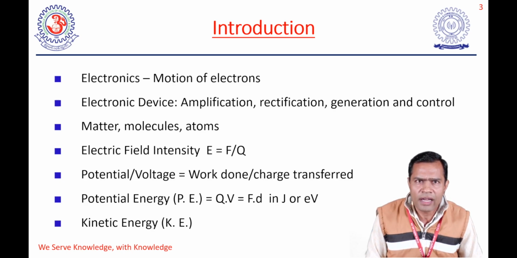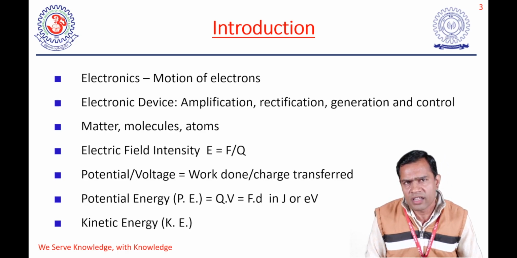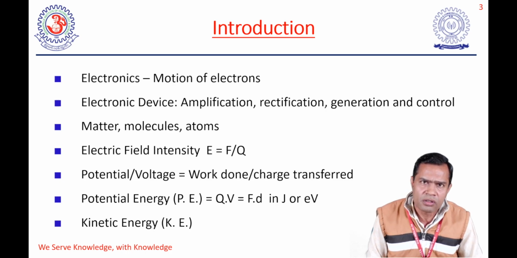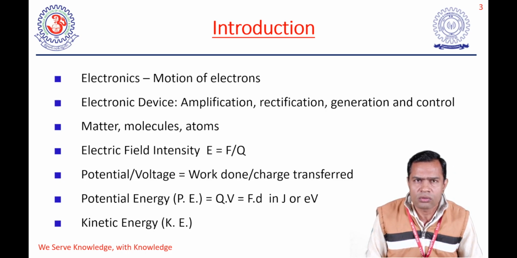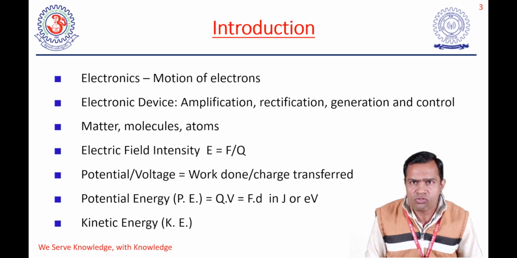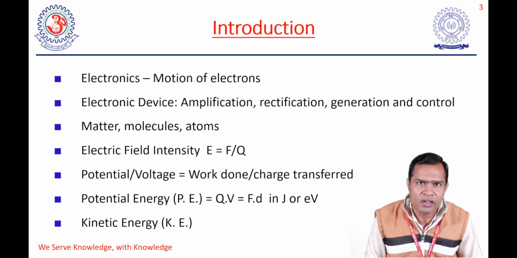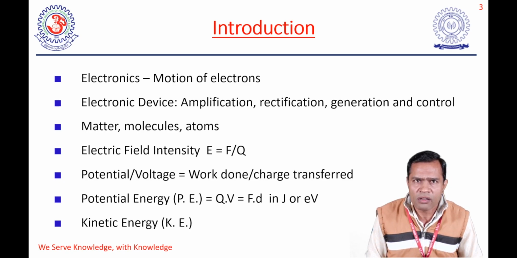Now come to the electronic devices. So electronic devices may be semiconductor devices, diode, transistor, amplifier, performing important functions like amplification, rectification, generation, and control, that is switching. So these are major important functions performed through the electronic device.